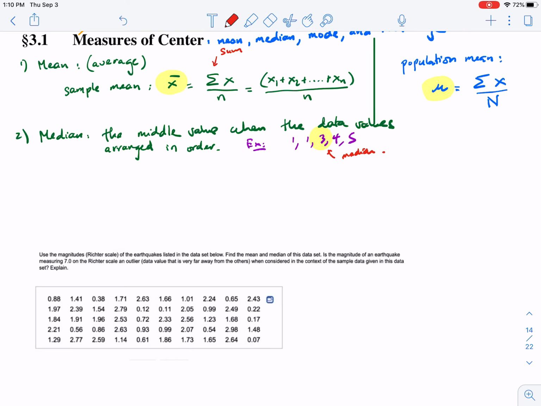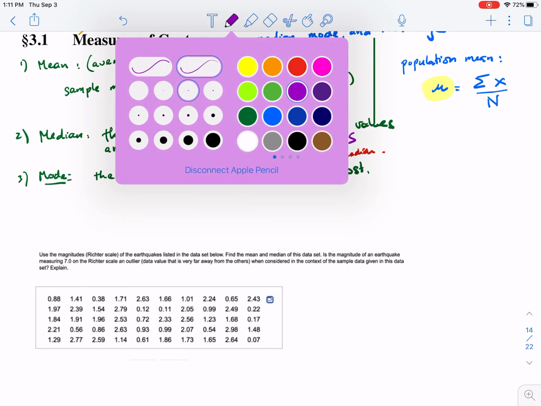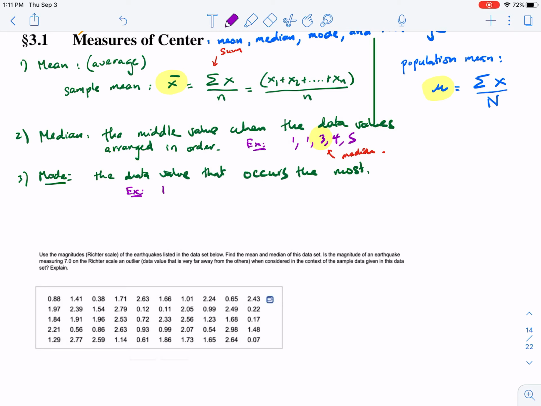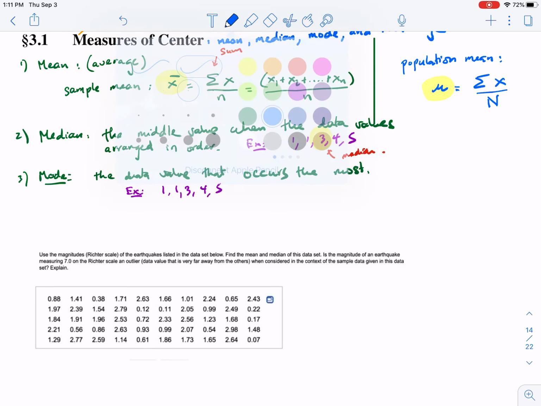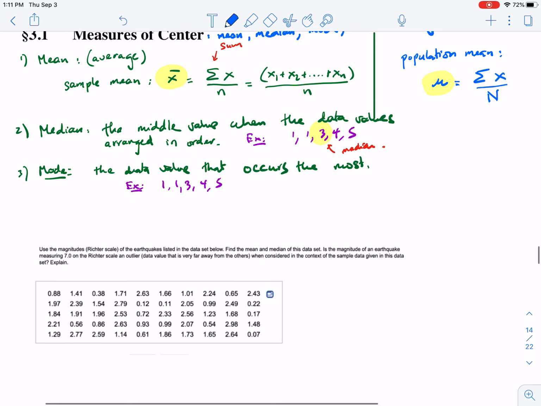Okay. Next we have the mode. So the mode is the data value that occurs the most. Okay, so same example, if the data set we're looking at is 1, 1, 3, 4, 5, then based on this data set, the data value that occurs the most, or the one that has the most frequency in this case, is 1. So the mode in this case is 1, because 1 has a frequency of 2.